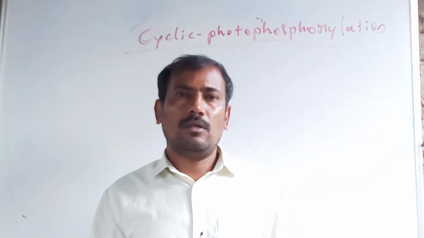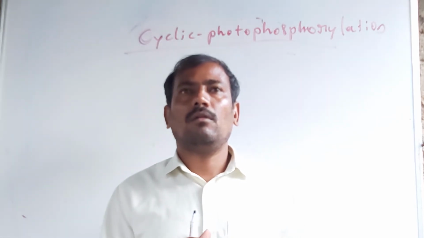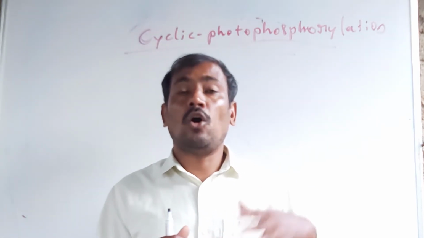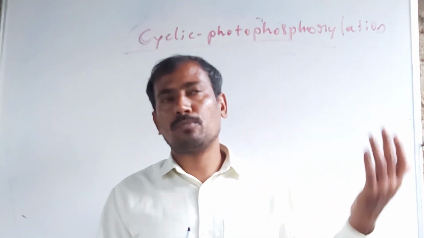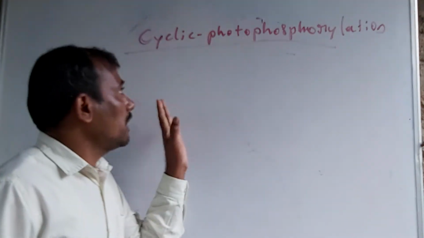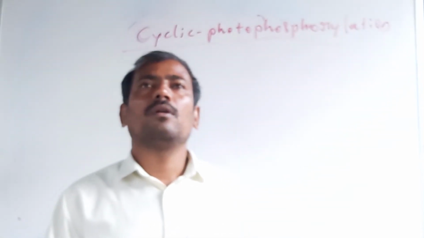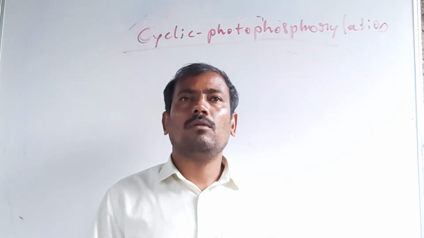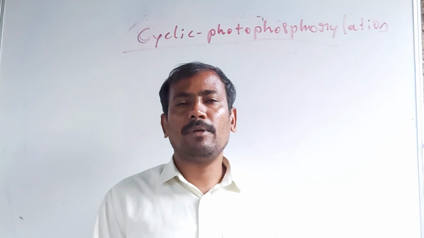Then in this process, non-cyclic electron transport chain and non-cyclic photophosphorylation are very important. Sometimes within the plant body, cyclic photophosphorylation also operates. Cyclic photophosphorylation involves only the participation of the pigment system first.